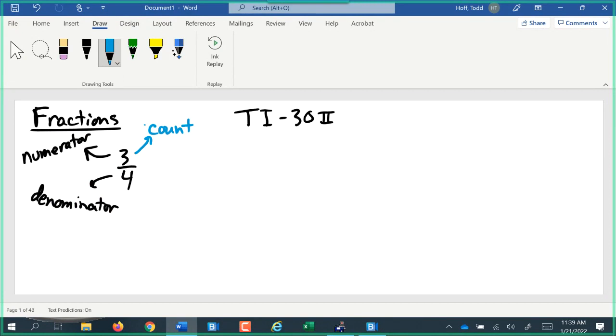So anyway, we had mentioned that denominator is a name. That's just like inches or cows or pounds. It's a name. Here, that name is fourths. So one of the first things we will have to do is we'll have to discuss what does it mean for a fraction to have a name of fourths.